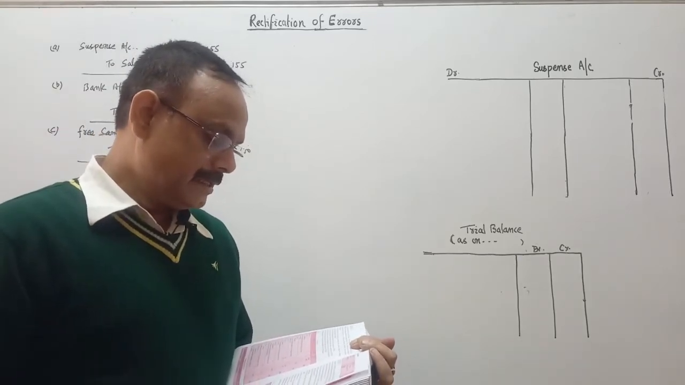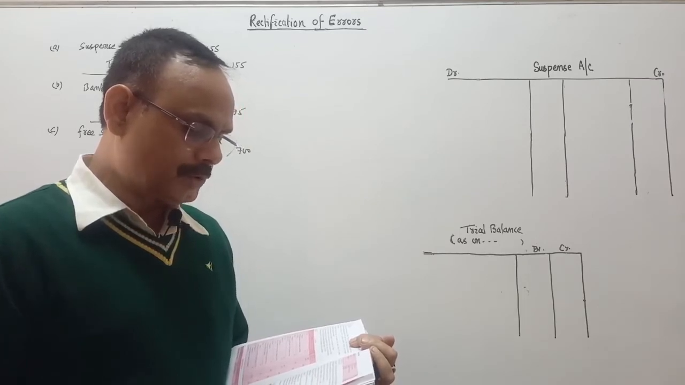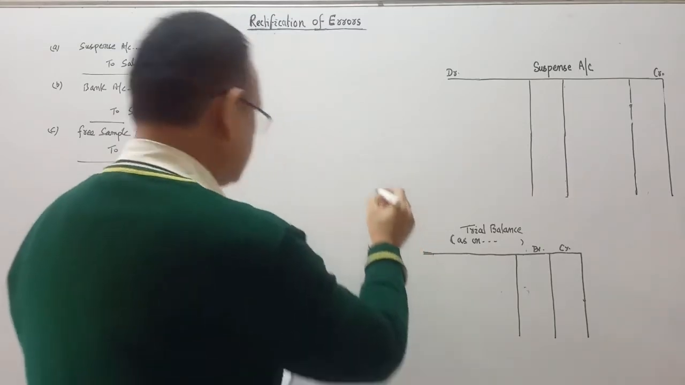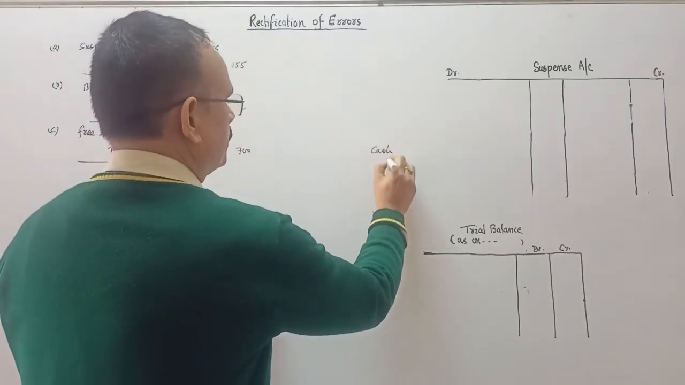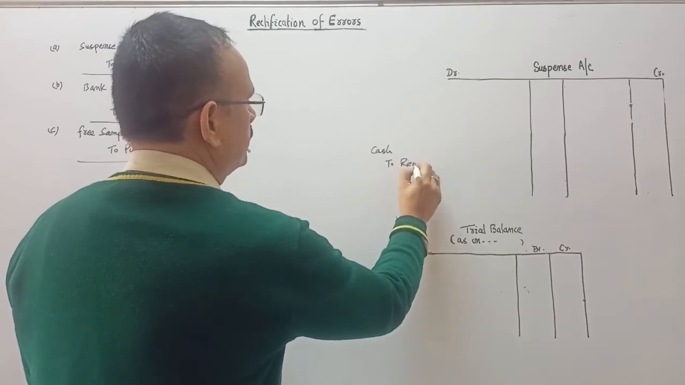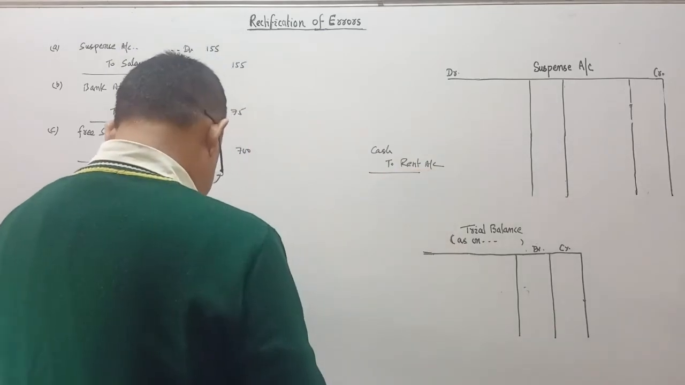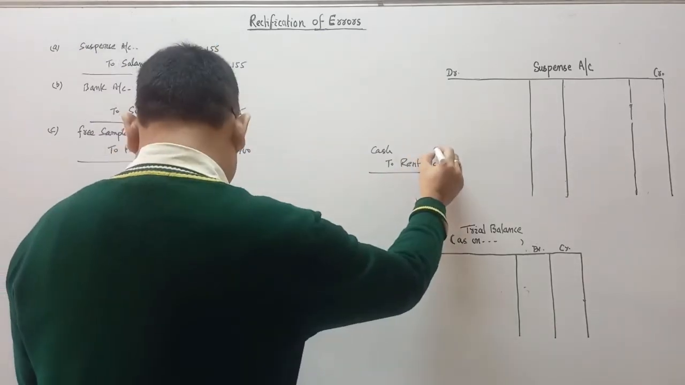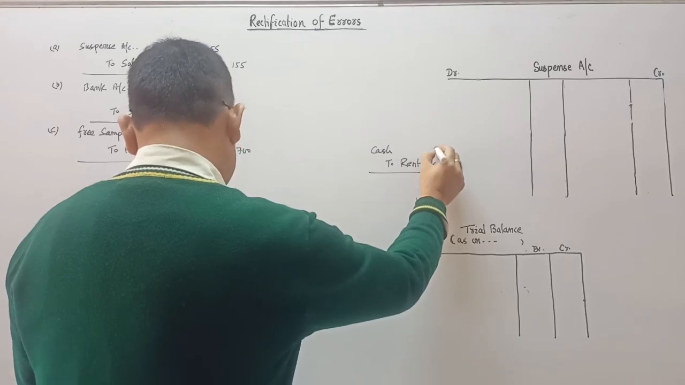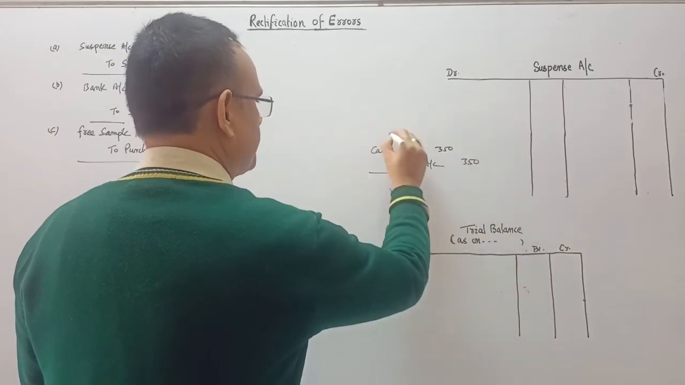Next is: rent rupees 350 received from Ashok was credited to both rent account and Ashok account. When the rent is received, the entry is cash account debit to rent account, the rent received account. The amount is 350. This is the right entry.